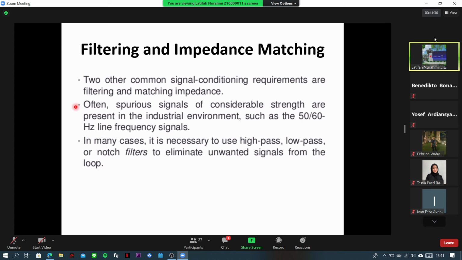Okay, number two, often spurious signals of considerable strength are present in the industrial environment, such as the 50-60 Hertz line frequency signals. This is like what I told you before. In an industrial environment, there can be signals of considerable strength.